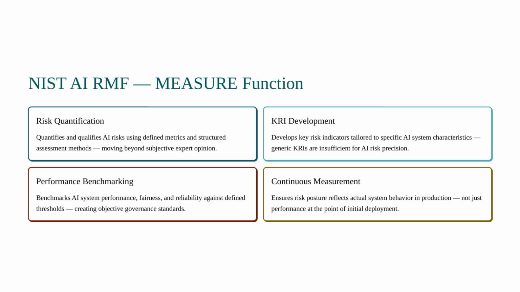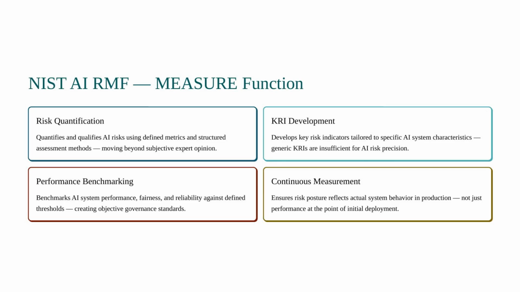Benchmarking is part of Measure 2. You establish what good looks like, acceptable thresholds for accuracy, fairness, and reliability, and then measure actual system performance against those thresholds. Continuous measurement is the standard NIST expects. Not a one-time assessment at deployment, but a sustained process that reflects actual system behavior in production. This is where monitoring infrastructure becomes a governance requirement, not just a technical nice to have.